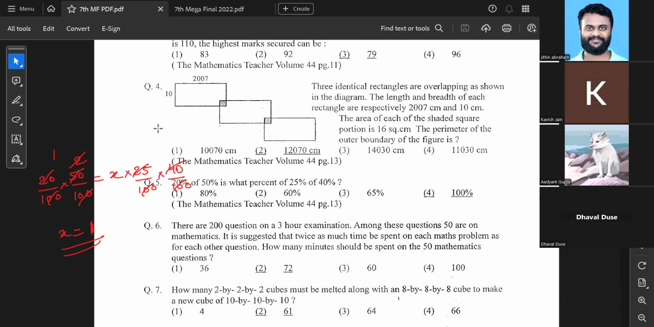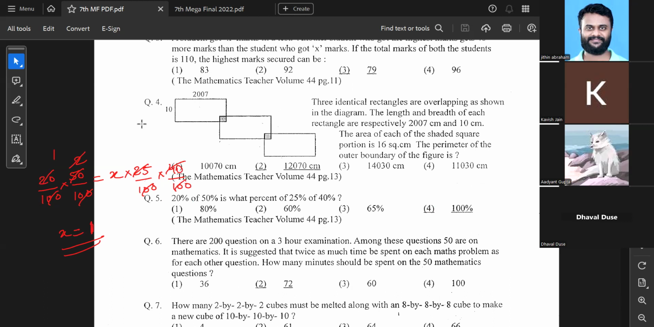So I did not understand. Sure, I'll explain. See, whatever is there in the question, I've simply written: 20% means 20 divided by 100, and instead of "of" I've written multiplication. Then 50 divided by 100. Instead of "is", I have written equal to. Instead of "what", I have written x. Then what percentage? Percentage means divided by 100, which becomes 100 over here. Okay, sir, I get it. Thank you, sir.